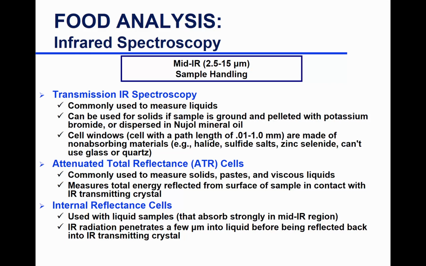Attenuated total reflectance is used for solids, pastes, and viscous liquids where light cannot really be transmitted through. What happens here is when the light hits the surface, it gets reflected, and part of it gets absorbed. So you're measuring the reflected light, and the reflected light is less than the actual emitted light because some of the light got absorbed by the components.